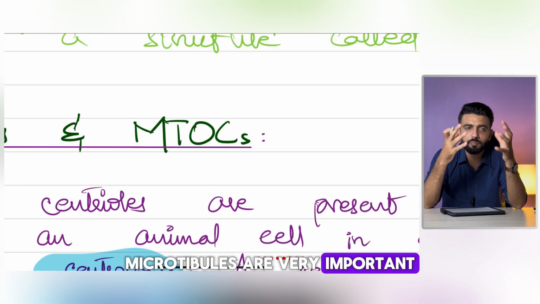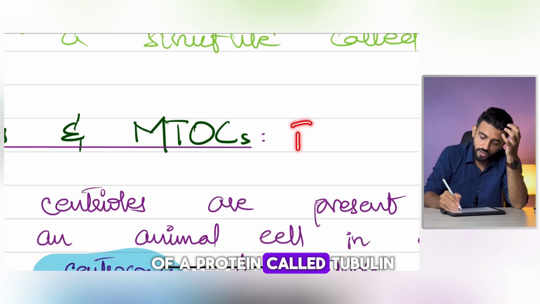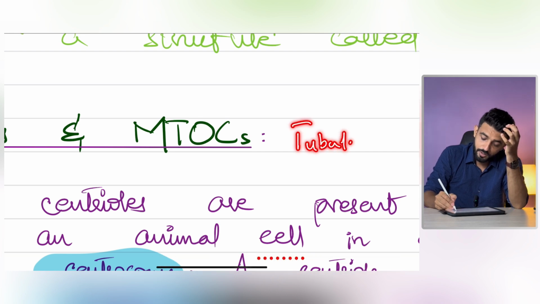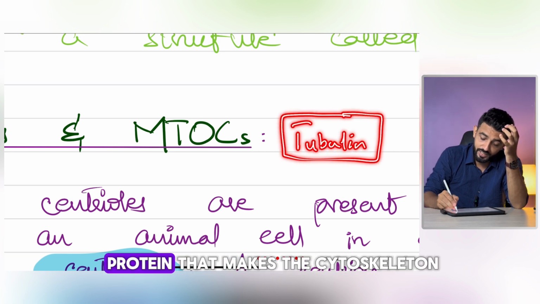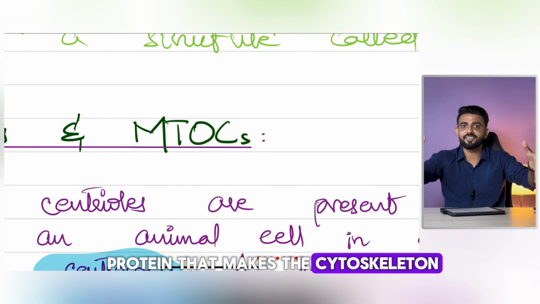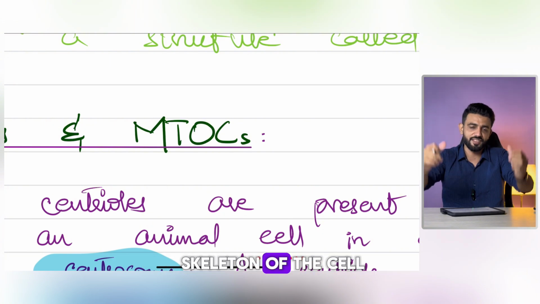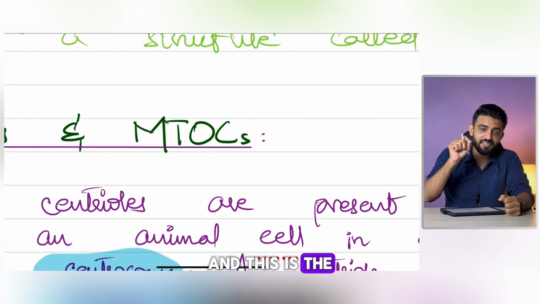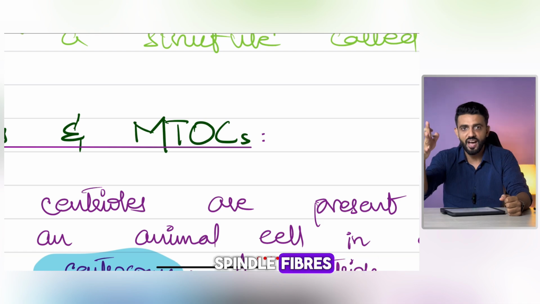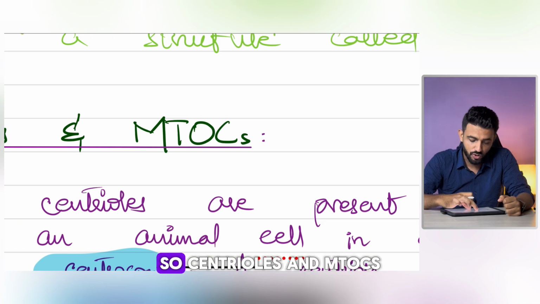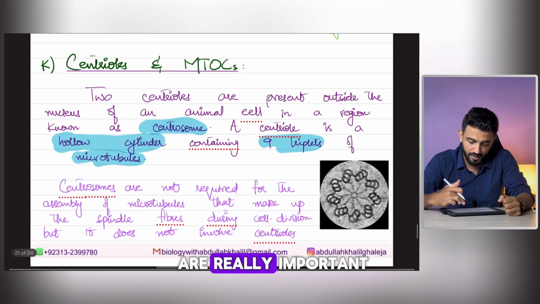Microtubules are very important. Microtubules are made up of a protein called tubulin. Now, tubulin is the protein that makes the cytoskeleton, that means the internal skeleton of the cell. And this is the protein that makes the spindle fibers during cell division. So centrioles and MTOCs are really important.